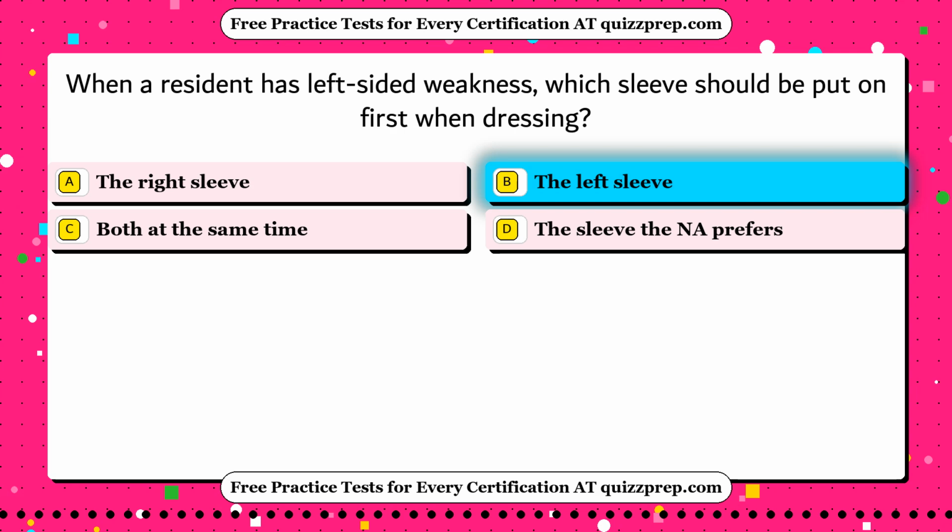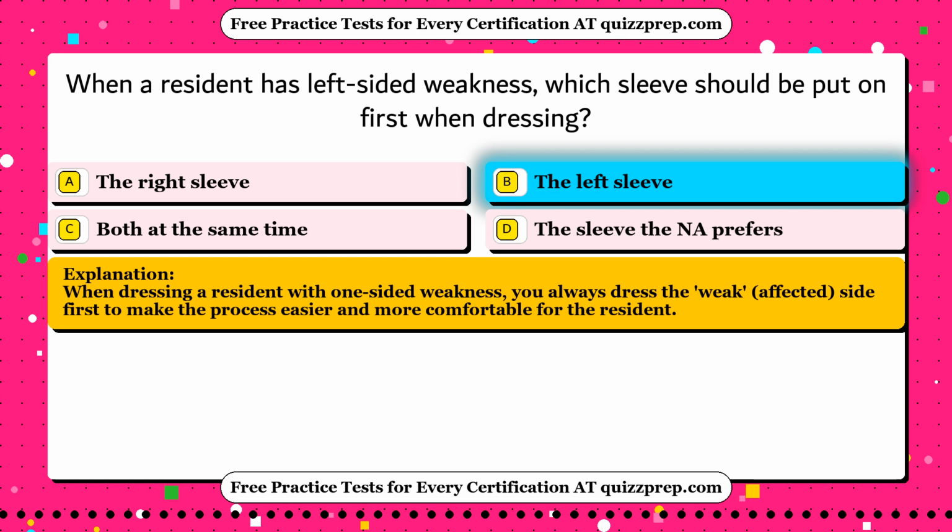The correct answer is option B. The left sleeve. When dressing a resident with one-sided weakness, you always dress the weak, affected side first to make the process easier and more comfortable for the resident.